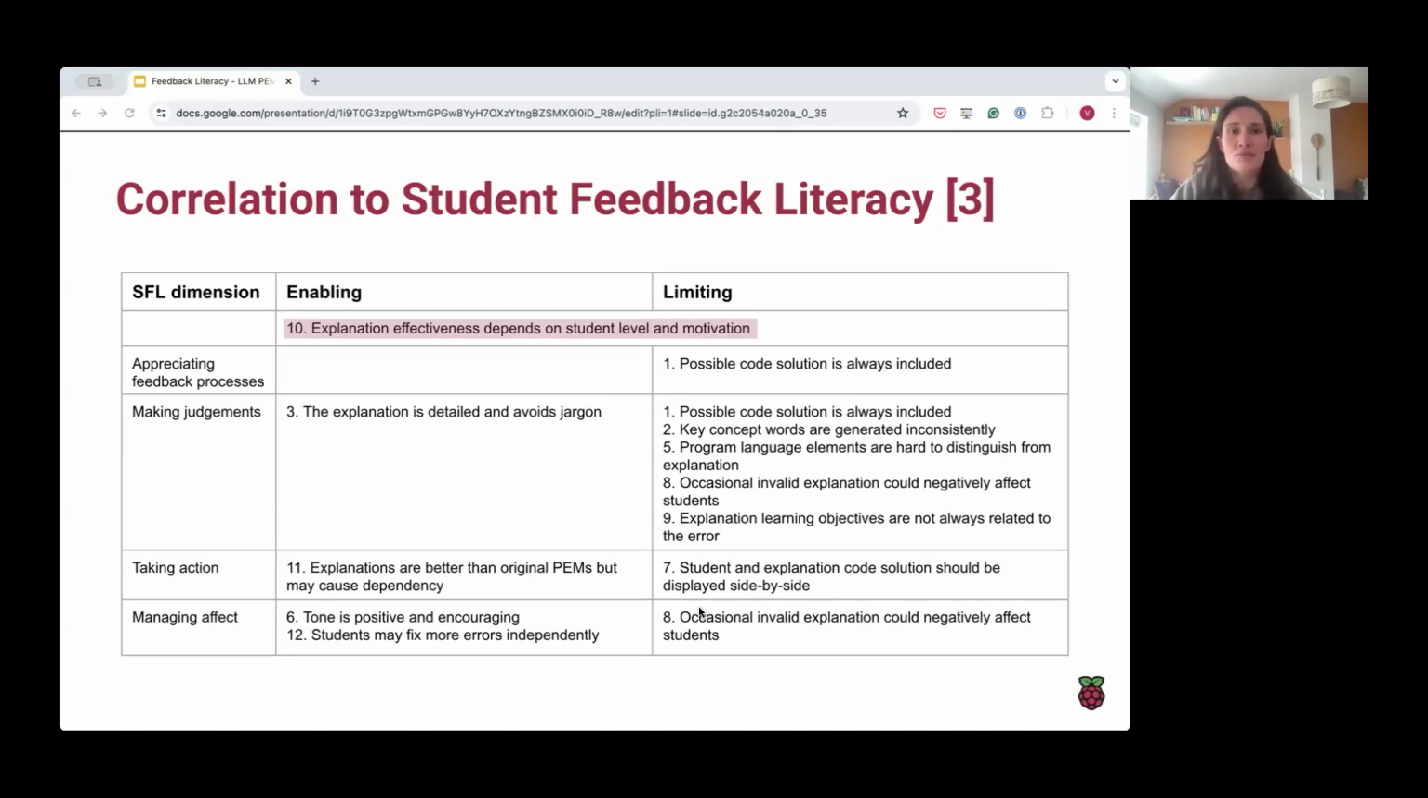If we correlate the themes to student feedback literacy dimensions, we can see how large language model explanations, again, either support or hinder the student feedback literacy development. One theme that speaks to all 4 dimensions was the educator's observation that the explanation's effectiveness will depend on students' level of knowledge and motivation.